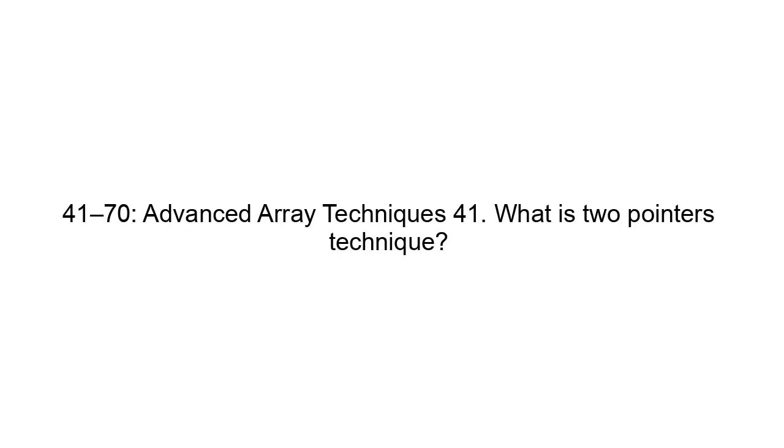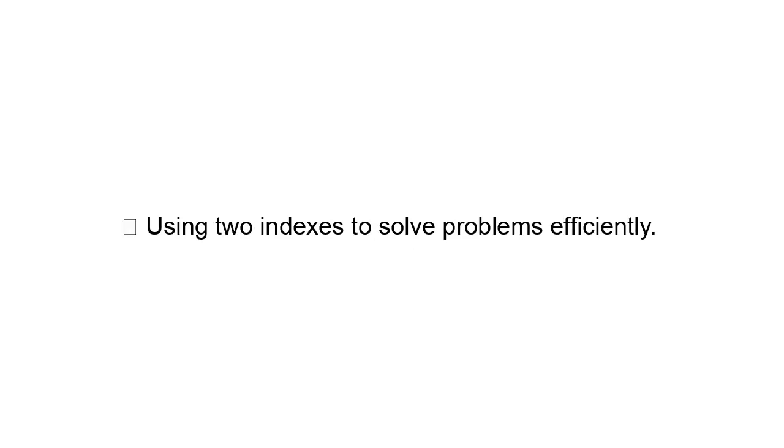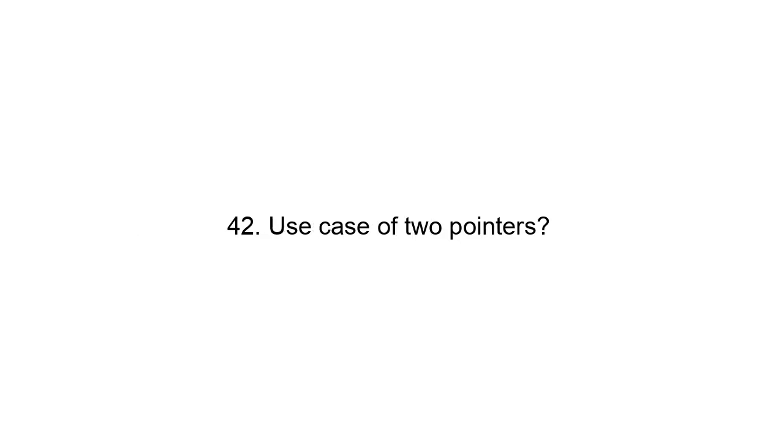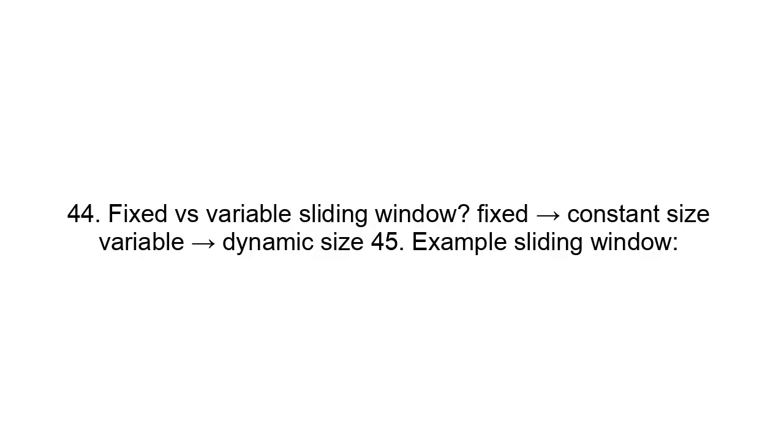41 to 70. Advanced array techniques. 41. What is two pointers technique? Using two indexes to solve problems efficiently. 42. Use case of two pointers. Sorted arrays, pair problems. 43. What is sliding window? Technique for subarray problems. 44. Fixed versus variable sliding window. Fixed means constant size, variable means dynamic size. 45. Example sliding window.